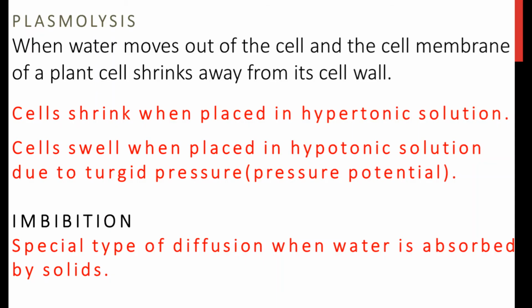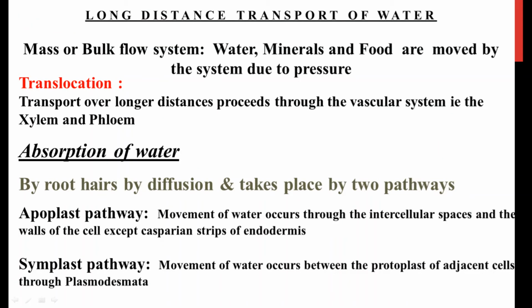Imbibition is a special type of diffusion where water is absorbed by solids or colloids, causing them to swell enormously in volume. No solution is formed. Absorption of water takes place by root hairs by diffusion and takes place by two pathways, the apoplast pathway and the symplast pathway.